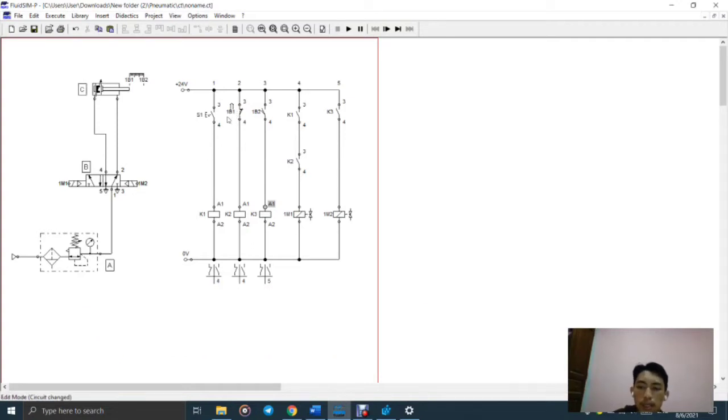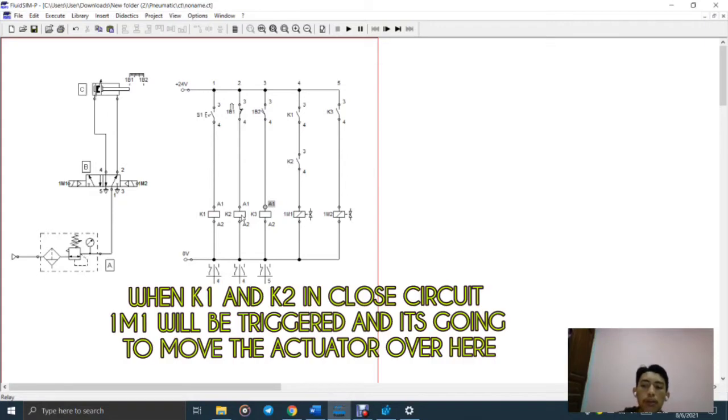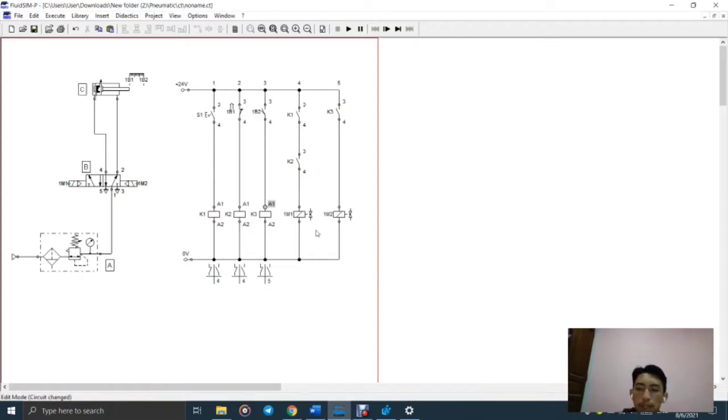As we can see here, whenever the limit switch operates, it is going to energize the relay coil at K2. Here K2 becomes closed. When K1 and K2 are in closed circuits, 1M1 will be triggered and move the actuator over here, then it goes to 1B1. Whenever it reaches the limit, it is an open circuit, and 1B2 also operates in the same way.